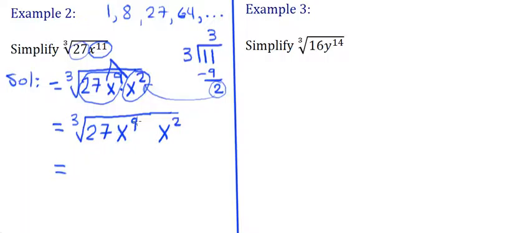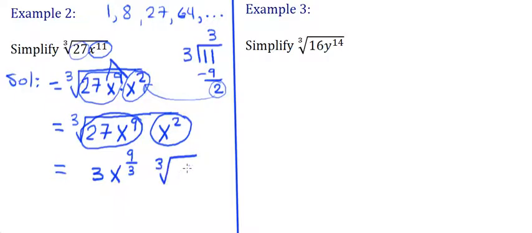Now, take the cube roots separately, independently. The cube root of 27 is just 3. The cube root of x to the 9, remember the formula that I presented to you at the beginning? It's just x to the 9 divided by 3. Remember, the exponent gets divided by the index. And this part does not have an exact cube root, so you write it as the cube root of x squared.